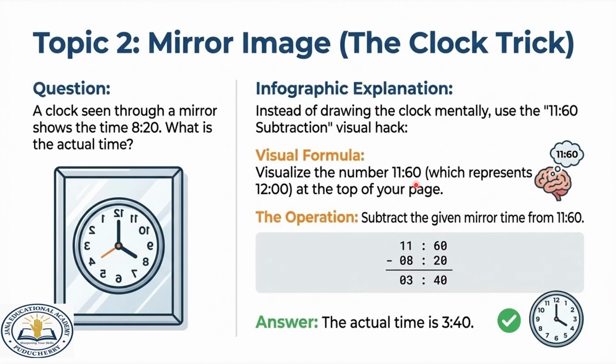This is 11 hours 60 minutes, because here it is mentioned as 8 hours 20 minutes. Suppose it is mentioned as just 8, you can directly subtract from 12, which is 4 hours, right? They are mentioning 8:20, so you have to subtract it from 11:60. That is 11 hours 60 minutes minus 8 hours 20 minutes, and you get 3 hours 40 minutes. So the time is 3:40. So whenever it is a mirror image, we have to subtract from 12, or if it involves minutes, we have to subtract from 11 hours 60 minutes. Okay, go to the next slide.